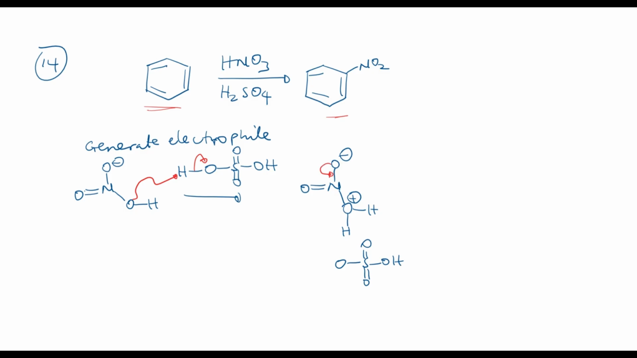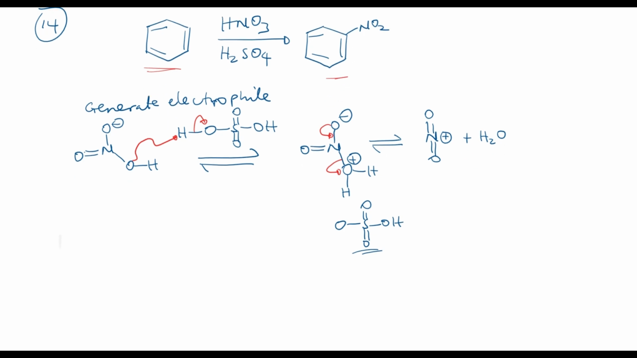The lone pair on the oxygen is going to collapse, forming the double bond between the oxygen and nitrogen, and a water molecule will be kicked out. Here, let's use the equilibrium arrow. So when this happens, we'll have nitronium ion. We'll have water and, of course, the conjugate base.